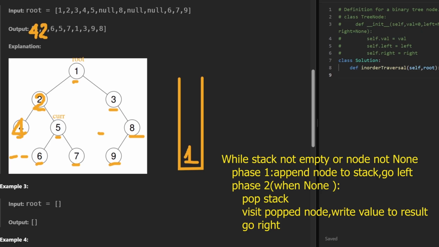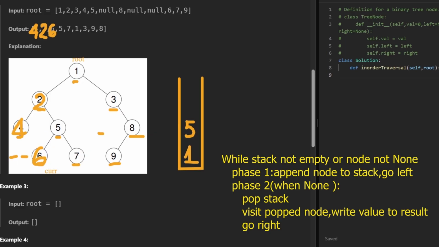Repeat the two-phase process. Phase 1. Append node value 5 to the stack before curve goes left. Append node value 6 to the stack before curve goes left. Curve is none now, no more left. Phase 2. Pop the stack and point curve to the pop node 6. Write value 6 to the result and move curve right.